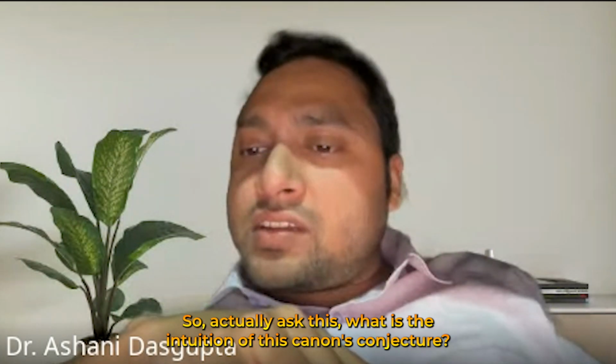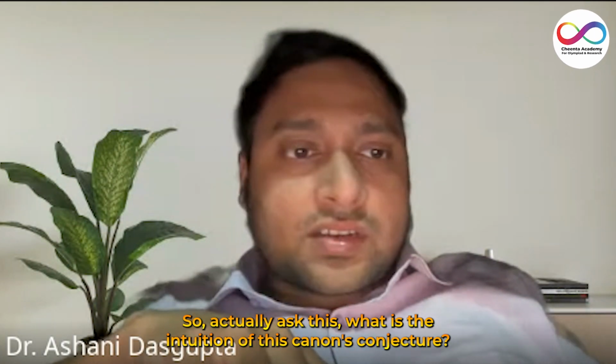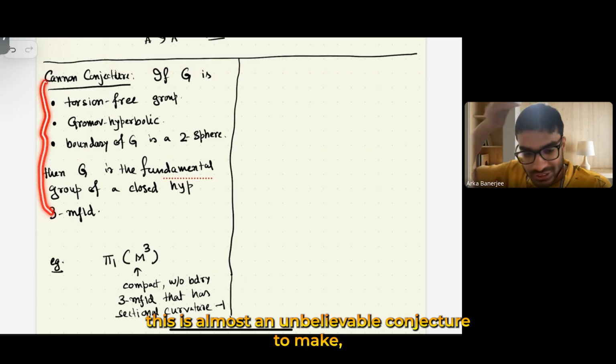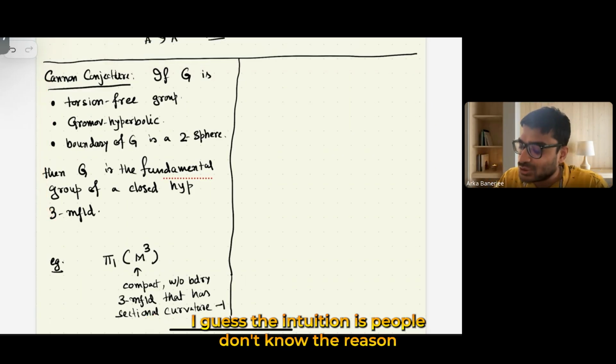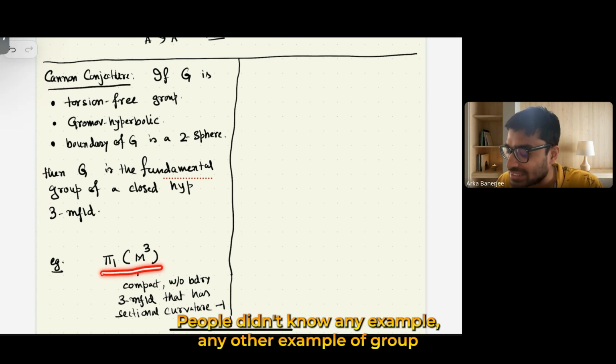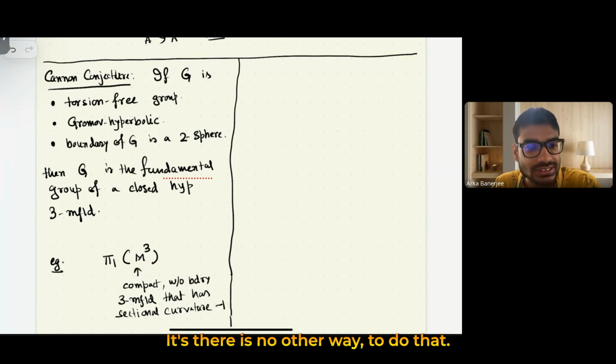So it was actually asked: what is the intuition of this Cannon's conjecture? Is there an intuition? This is almost an unbelievable conjecture to make. I guess people don't know the reason behind stating this conjecture. People didn't know any other example of groups satisfying this apart from fundamental groups of three manifolds. There is no other way to do that.